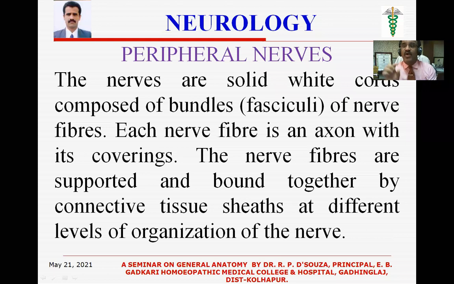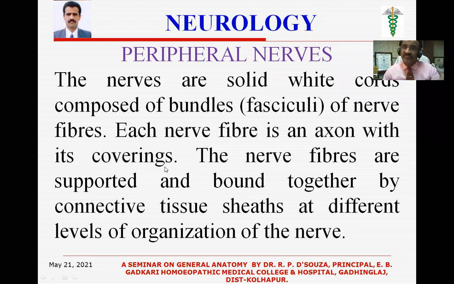Nerves are solid white cords. Now everybody has seen a nerve in the anatomy lab, so you must be knowing all about it. And I don't know whether, with the Corona lockdown, it has become possible for you to go to the anatomy lab and see dissection; I heard it was just started. But if not, someday you will have to go to the anatomy lab and see the nerve with your naked eyes. The nerves are really solid white cords composed of bundles of nerve fibers, and these bundles are called fasciculi. One bundle is called a fasciculus. So each nerve fiber is an axon with its covering.